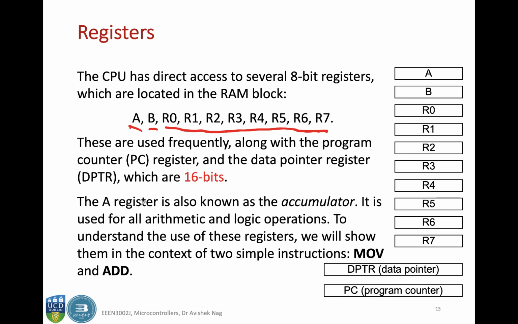The A register is also known as the accumulator. It is used for all arithmetic and logic operations, and then you have these registers. There are R0 to R7 in each of the 4 register banks, and you can use them for temporary data storage and for doing some arithmetic and logical operations, where the final results will be stored in A and B.